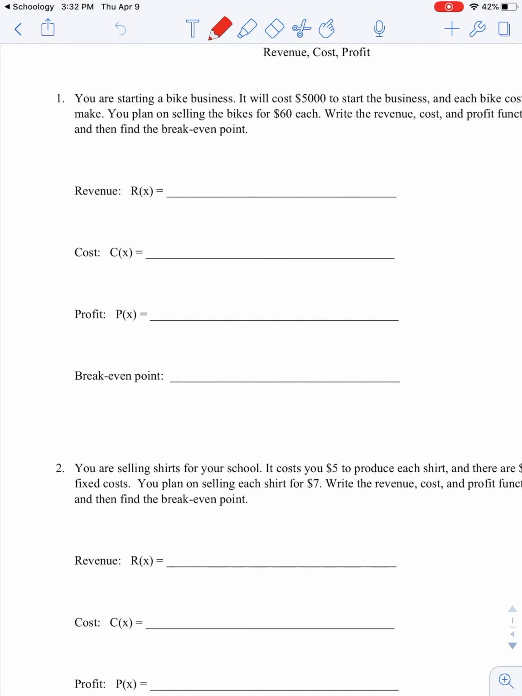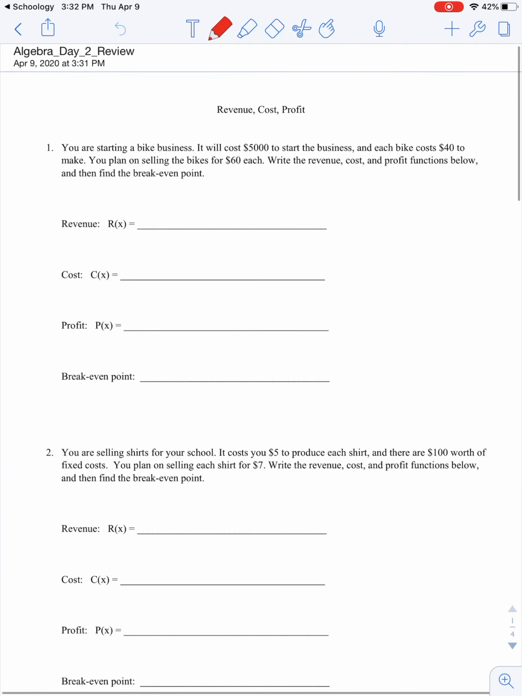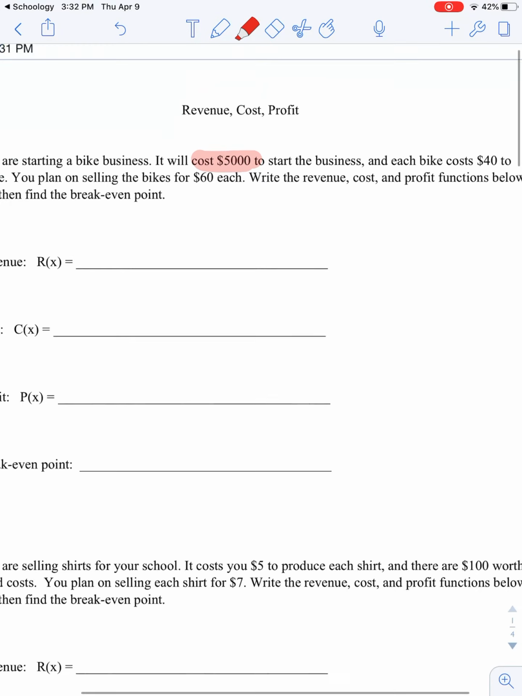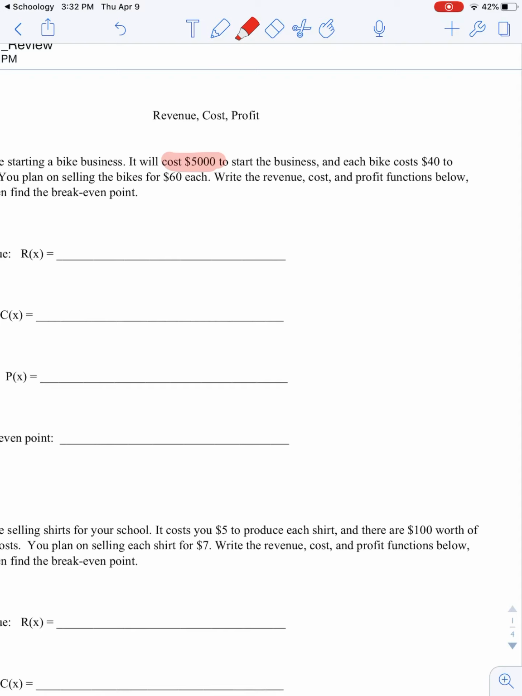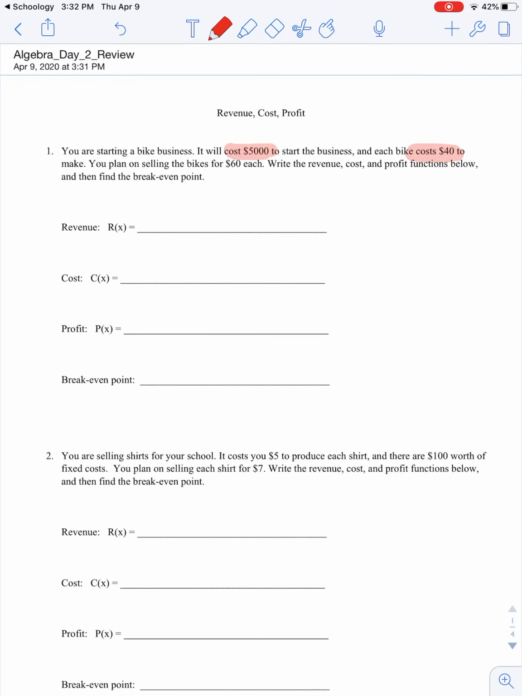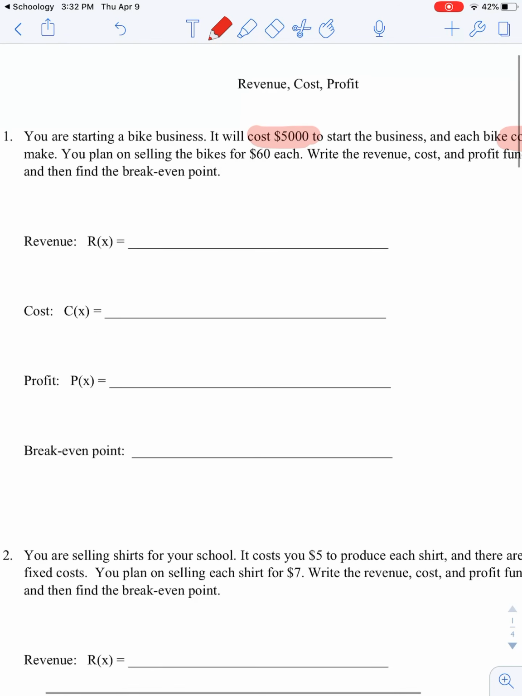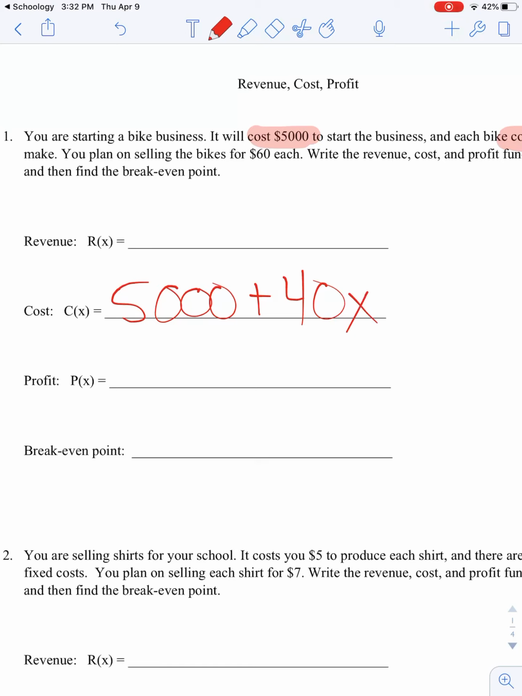Revenue is the money you're bringing in, and the cost is obviously how much it's going to cost you to make this stuff. So look for the key words. Here it says the cost is $5,000, so that's just up front. Whether you're going to make one bike or 100 bikes, you're going to pay $5,000. And there's another cost word for $40 every single bike. So if it's 2 bikes, it'd be 40 times 2. If it's 3 bikes, it's 40 times 3. So the cost is going to be $5,000 plus $40 per bike. So I'm going to multiply by x because we don't know how many bikes there are.